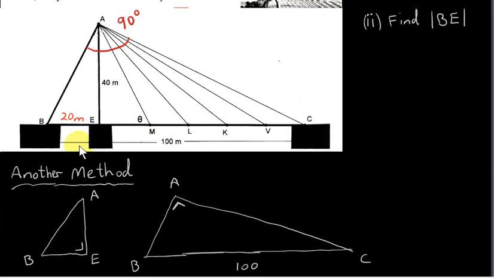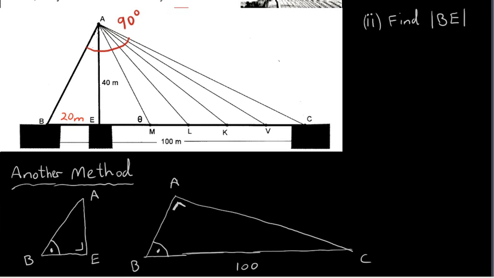Here is another method for finding the distance between B and E. We consider the two triangles ABE, this right angle triangle, and the bigger triangle ABC, which is also right angled, but the right angle is up here. So one angle is the same in both triangles. Actually, there is another angle that's the same, and that's this angle here. Two triangles overlap with angle ABE. So if two angles are the same, then the third angle by default is the same. The three angles add up to 180, so we're dealing with two similar triangles.